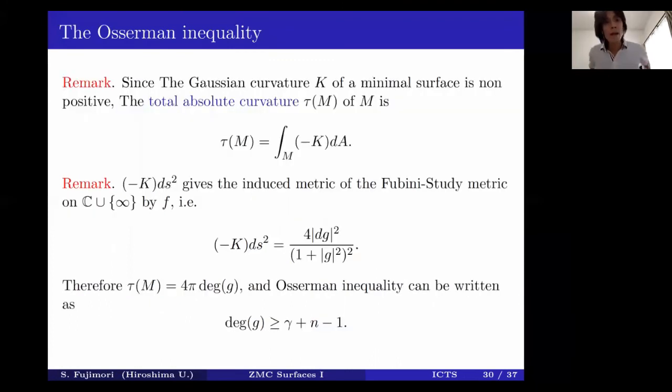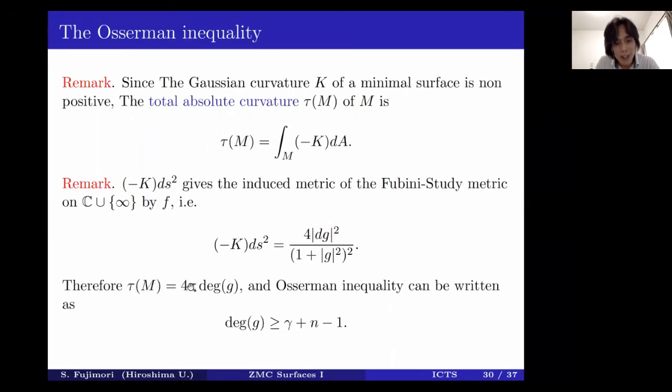Okay. And since the Gaussian curvature of a minimal surface is non-positive, the total absolute curvature tau of M is this, just minus K dA is the total absolute curvature. And also, it is known that minus K dA gives the induced metric of the Fubini-Study metric on CP1. So this equation holds.